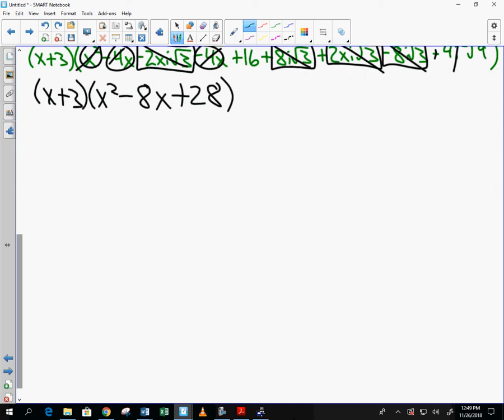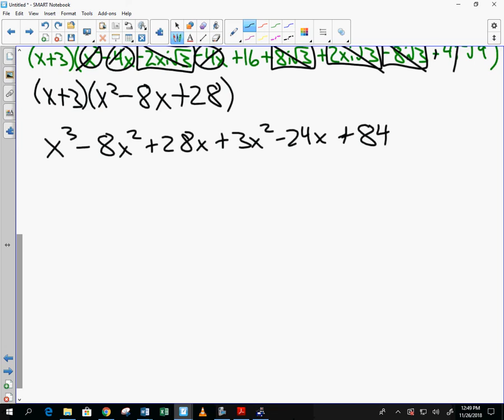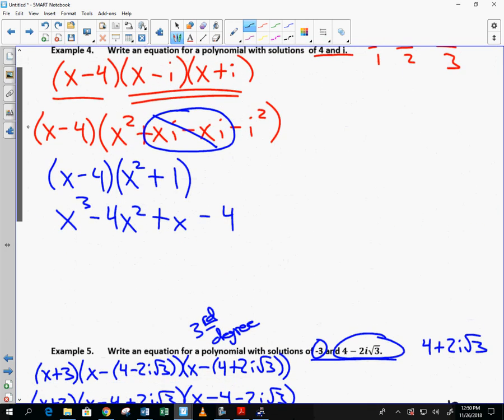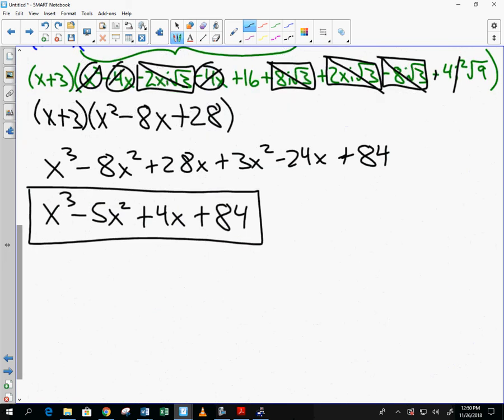Now the rest, that's algebra 1, right? Multiply it out. x cubed minus 8x squared plus 28x plus 3x squared minus 24x. 28 times 3, 84. Combine like terms. We have a minus 5x squared, we have a plus 4x, we have a plus 84. That, my friends, is the polynomial. That's a little bit more complicated than the first one, wasn't it? Good work, you guys. Long lesson.